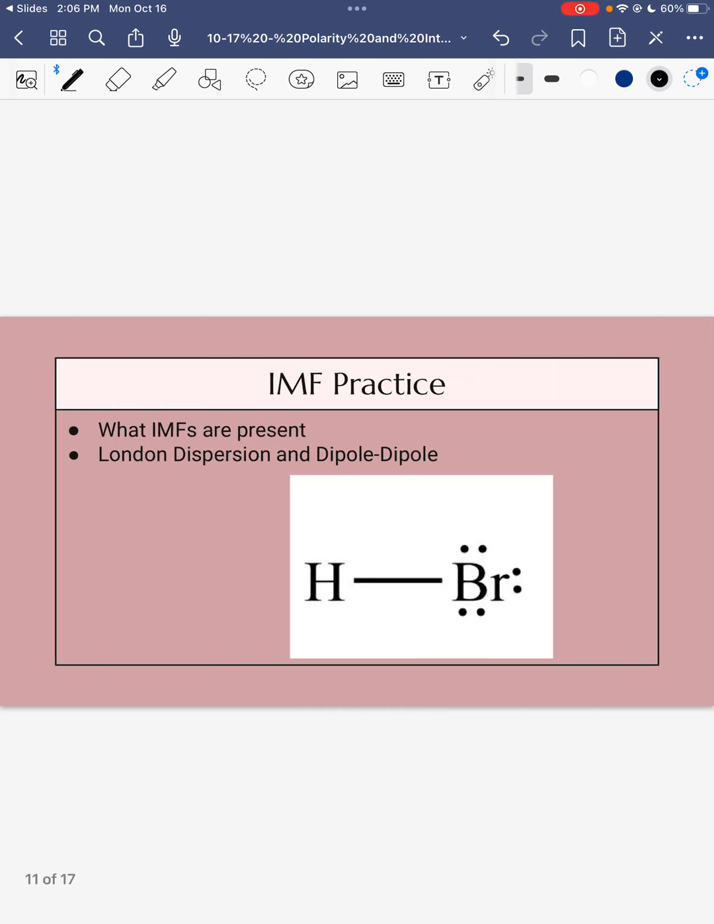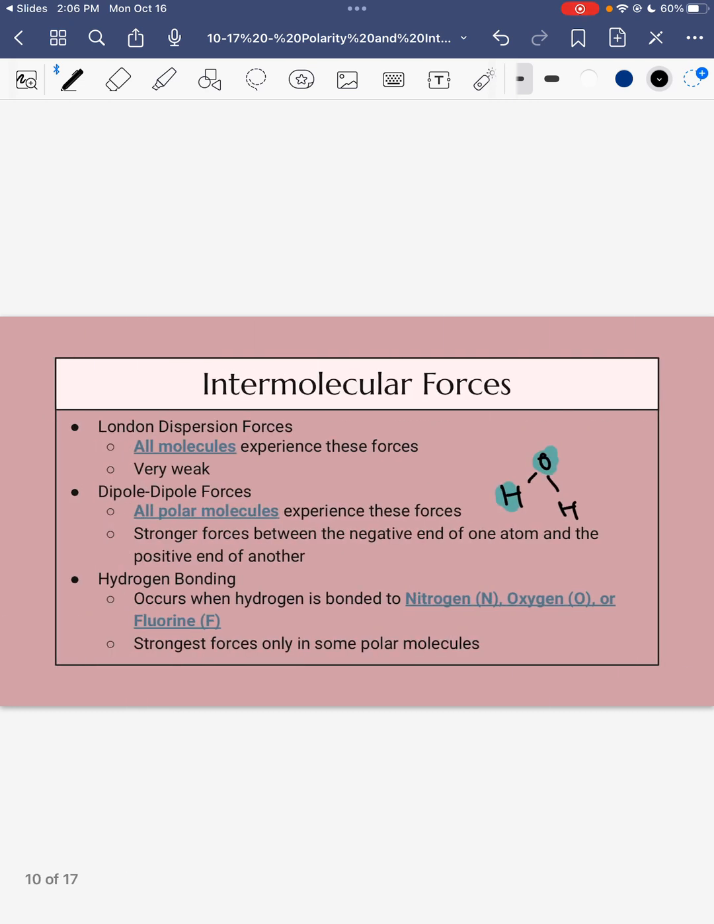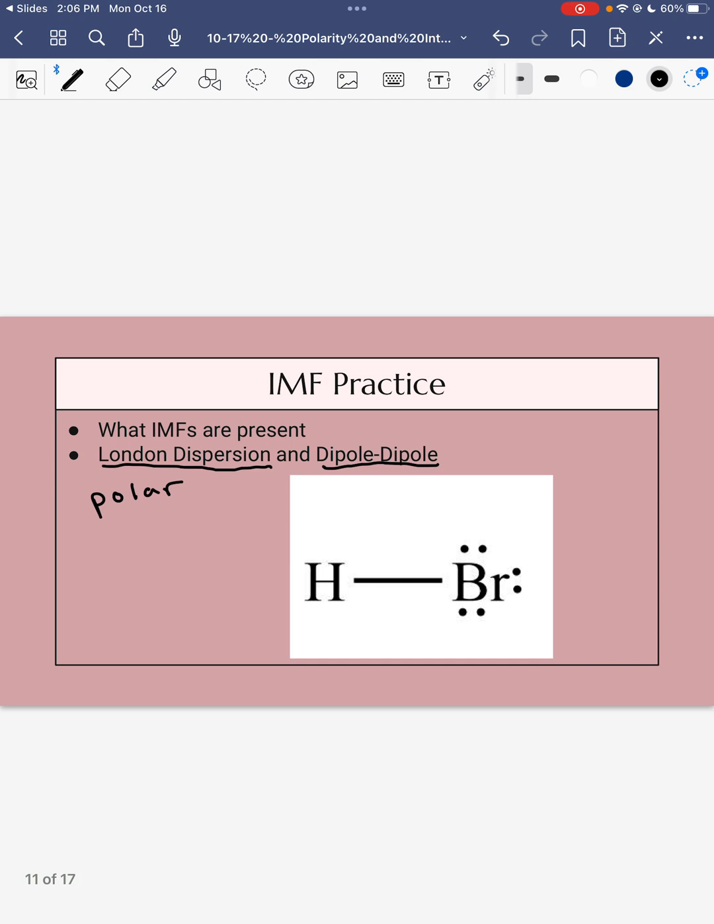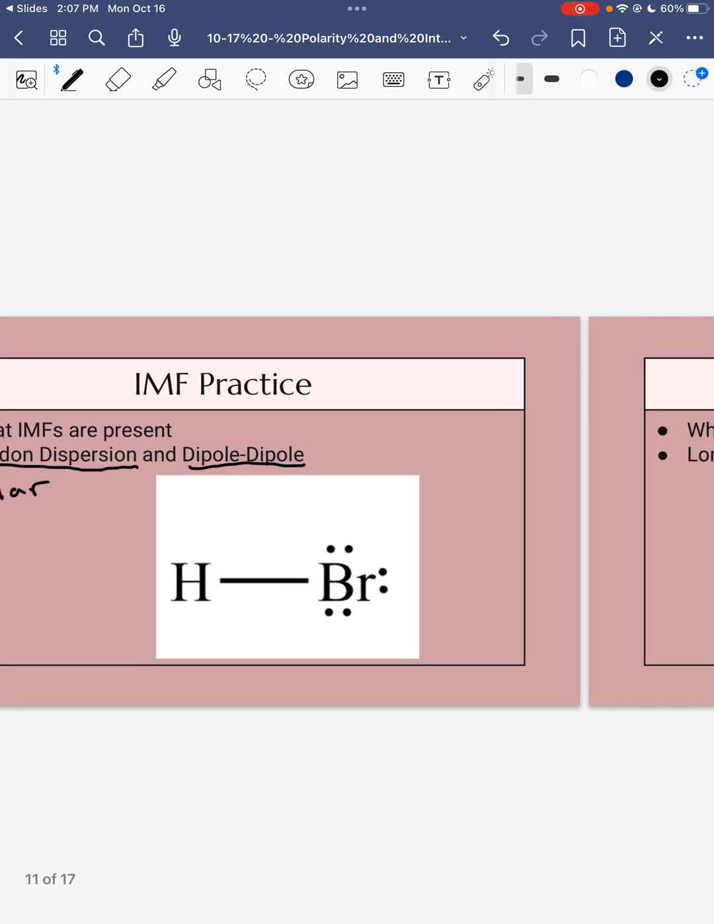So let's again practice with these same ones. In this, we have HBr again. There are 2 types of IMFs present. The first thing we need to do is figure out that this is a polar molecule. Therefore, because it's a polar molecule, it has dipole-dipole forces. Every molecule has London dispersion forces, and we don't see hydrogen attracted to either a nitrogen, oxygen, or fluorine. Therefore, it's London dispersion and dipole-dipole.